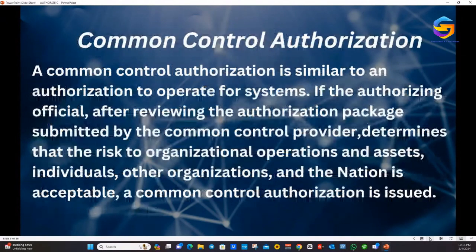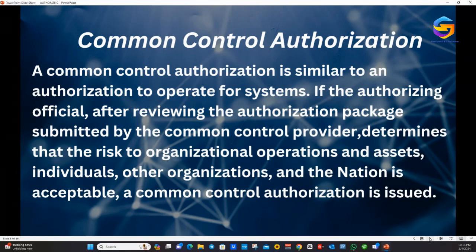Now, this is what authorization to operate means. Simply put, he looks at it, reviews it, accepts it. If he finds that everything is okay with the system, and the risk is not that of a big deal, he allows the system to operate, and there are conditions attached to it, and there's also a termination date.